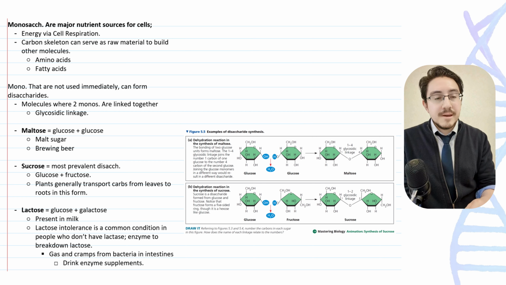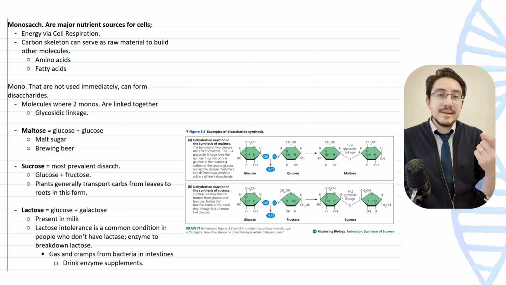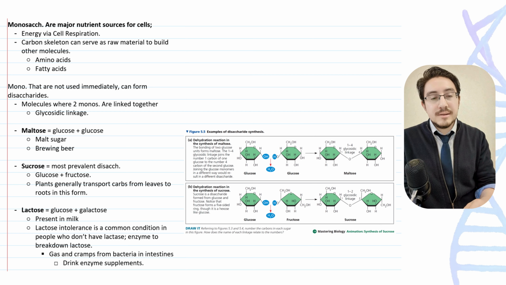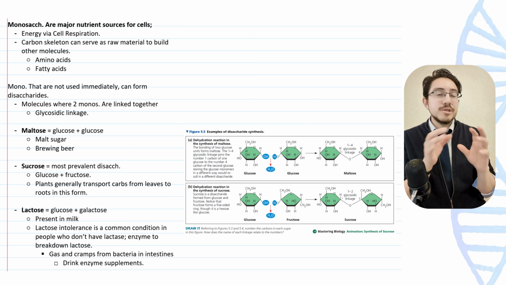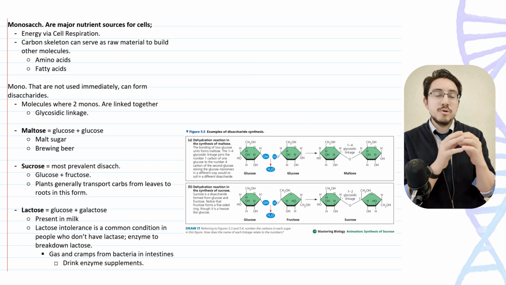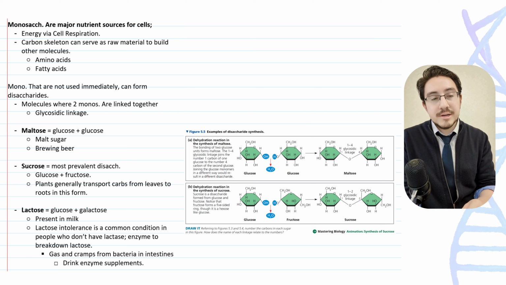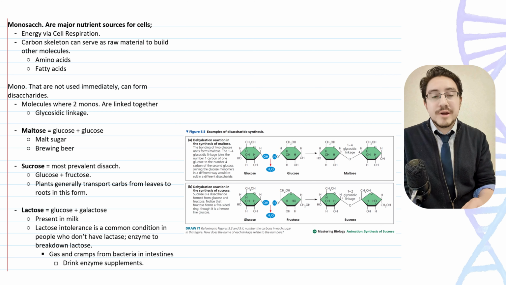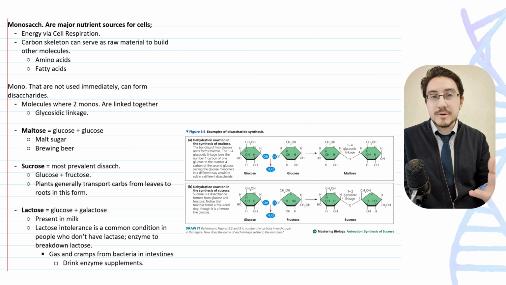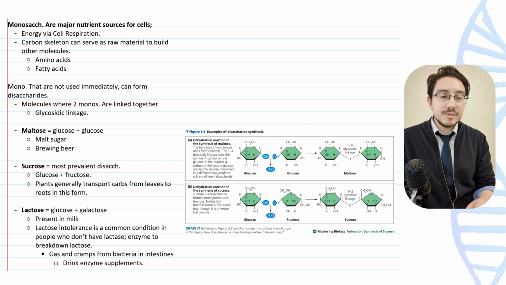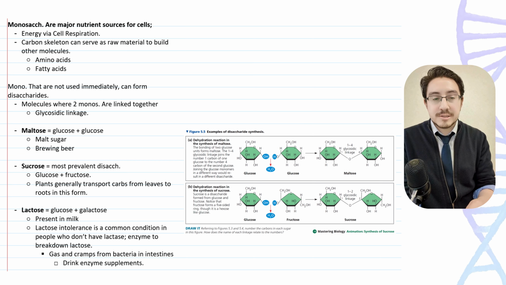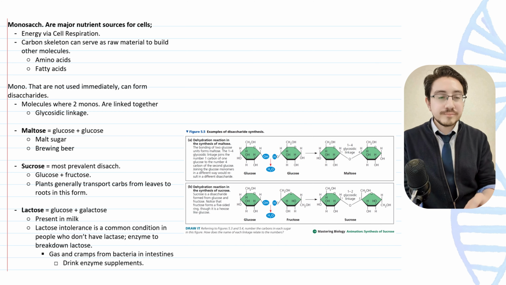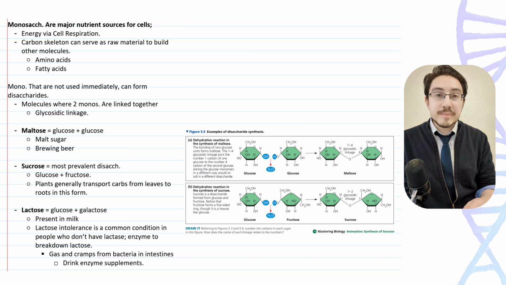Monosaccharides that are not being used immediately by the organism can be turned into a stored form. You can link them together to produce disaccharides. Whenever two monosaccharides link together, the bond that holds them together is referred to as a glycosidic linkage. You can have several variants, depending on the monomers that you're using. You can have maltose, which is a glucose plus a glucose monomer. This is basically malt sugar, and it's involved in brewing beer.